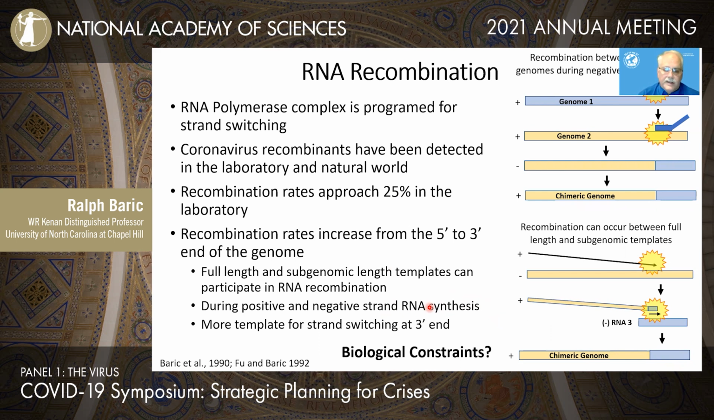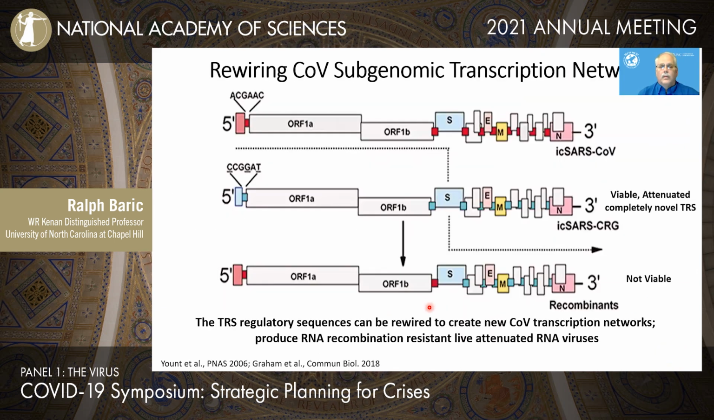Now, what are some of the biological constraints that prevent recombinants from being viable? Well, one is the transcription regulatory elements. In this case, we have a coronavirus with red box TRS elements that are shown here that are regulating subgenomic transcription. And you can use reverse genetics to make a virus that in essence has blue box TRS elements with a different sequence. Both viruses are completely viable, although as you change these blue box elements to more and more unique sequences, they begin to become attenuated.